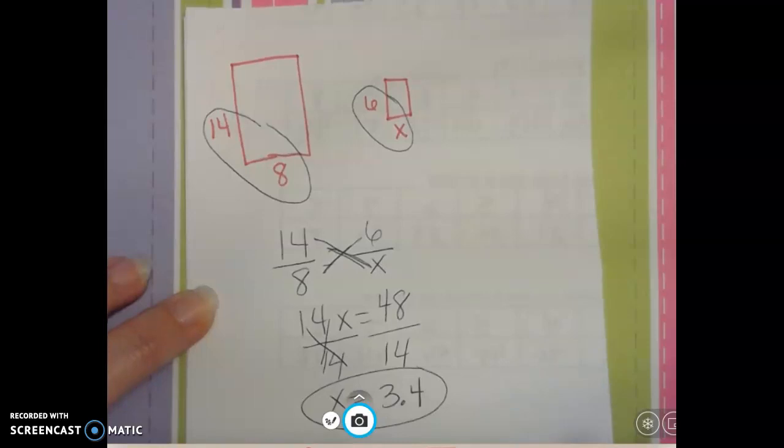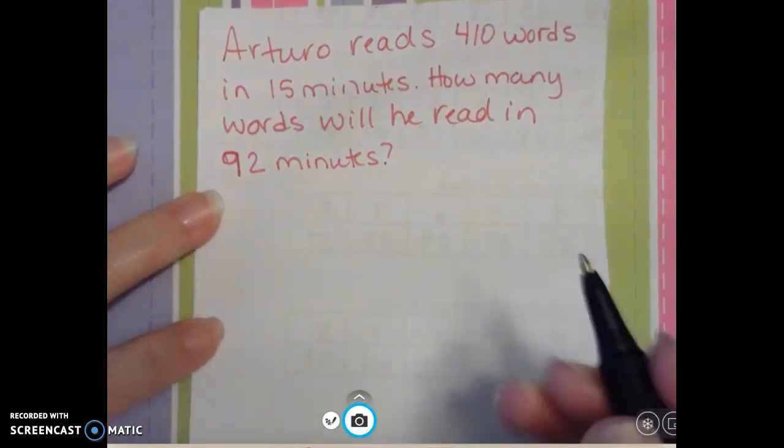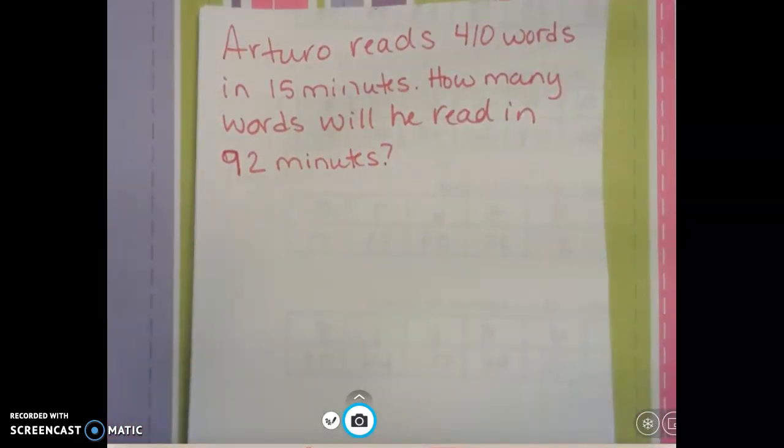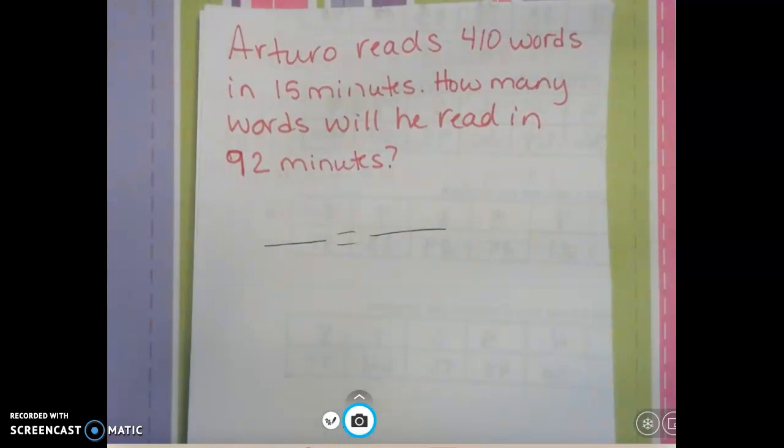So that is what we were looking for. What is x? What belongs in this position? Okay. So now we're going to look at word problems. So we've got Arturo reads 410 words in 15 minutes. How many words will he read in 92 minutes? There's lots of different ways to solve this, but we're going to stick with proportions because I hope that that's getting pretty familiar and easy to us by now.